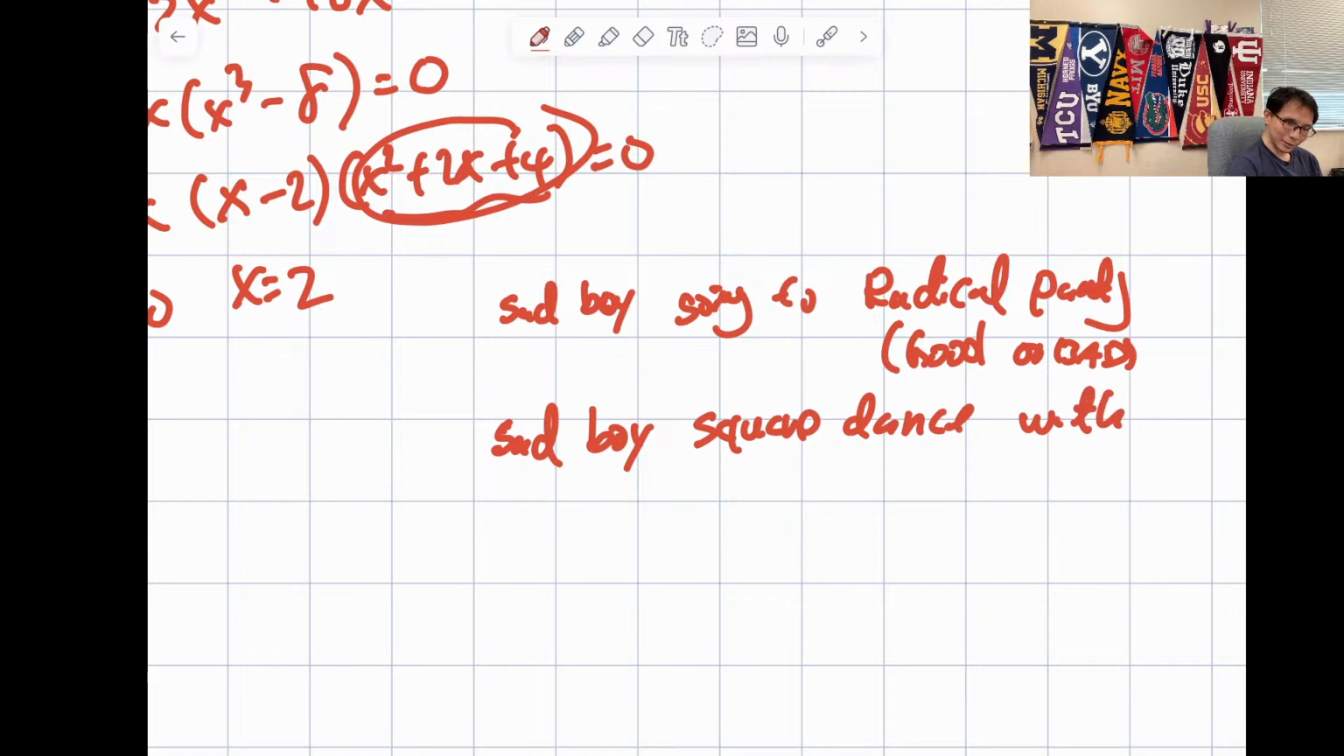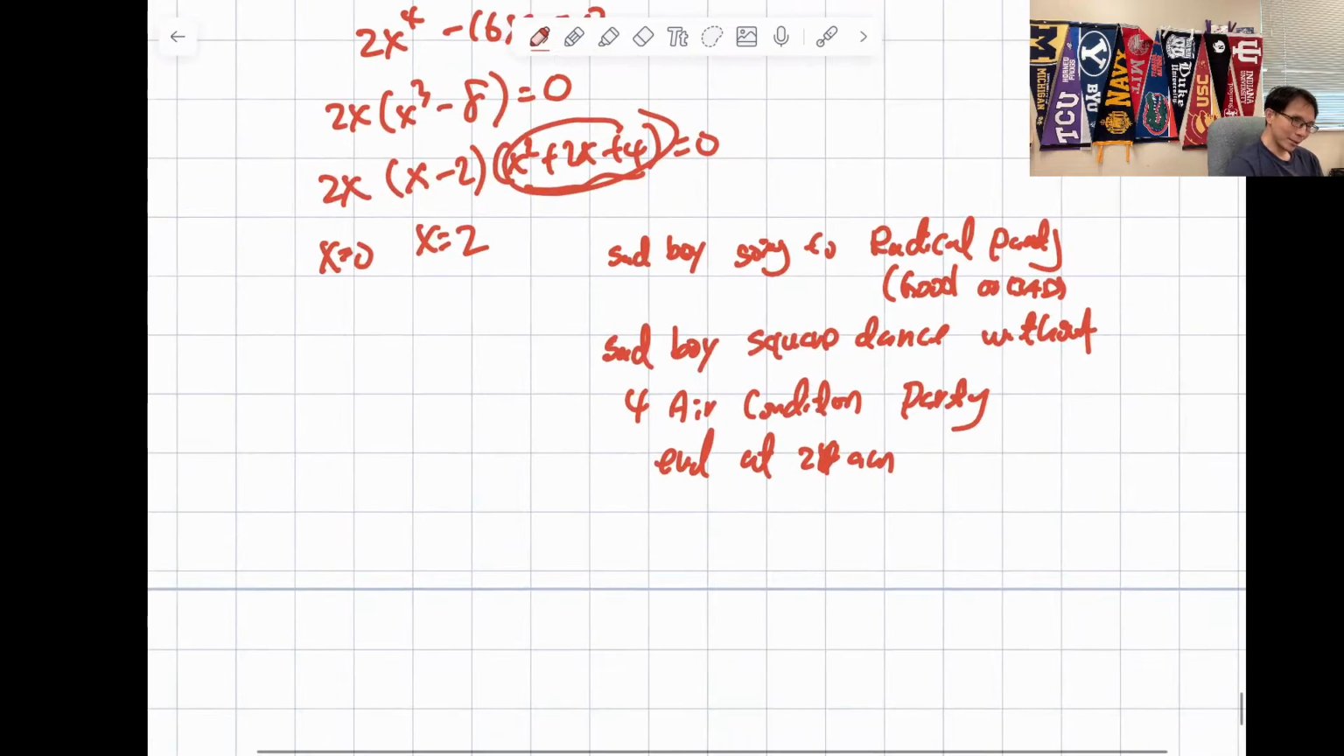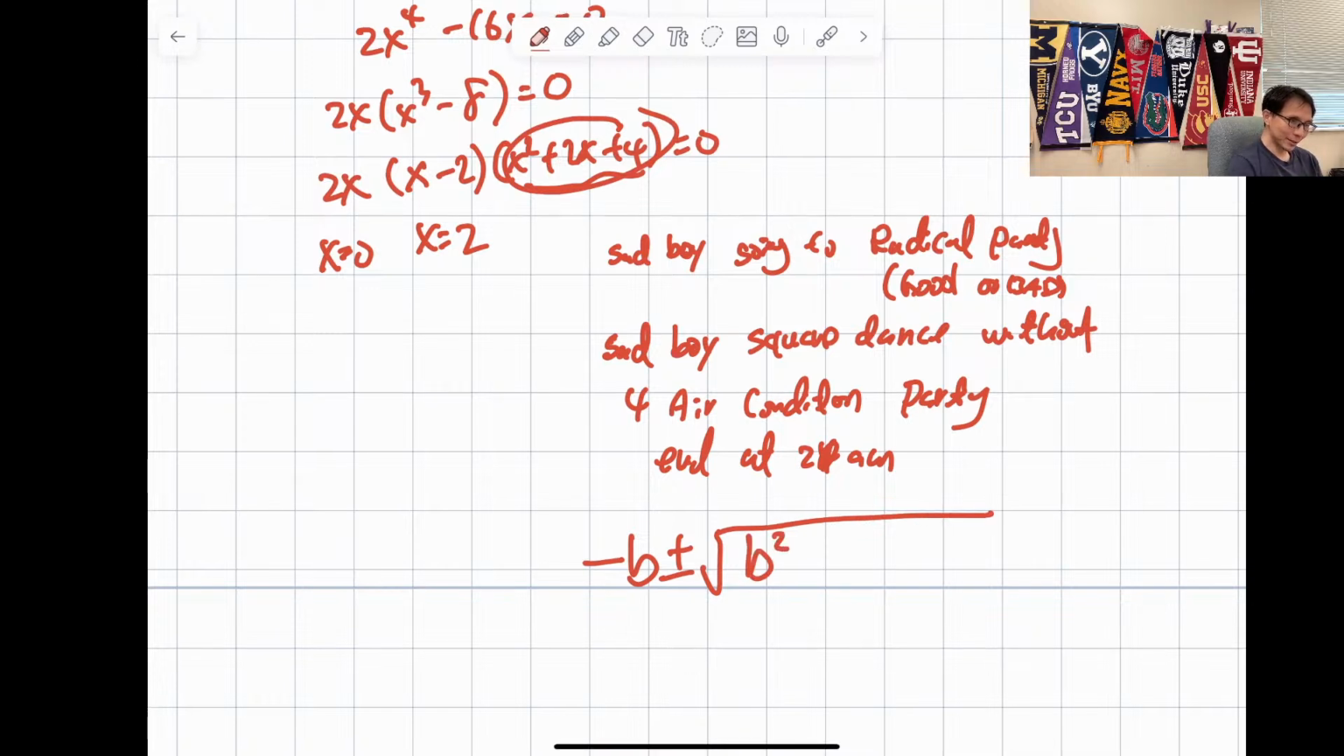without air condition. So he's all sweaty. And the party ends at 2 a.m. Sorry, 2 a.m. You told me 4. So a sad boy, negative b, goes into a party. What a sad boy is trying to do is the square dance without full air condition over 2a. And this is x equal to that.